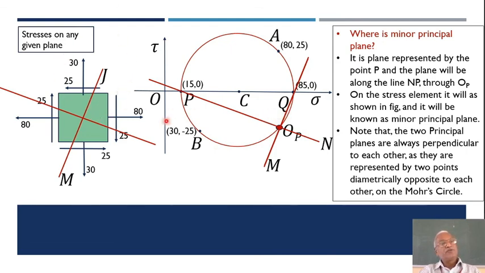So this is how to identify from the Mohr circle where the principal planes are represented by the points, and then, if you know OP, how to identify the inclination or orientation of the principal planes, major and minor both.